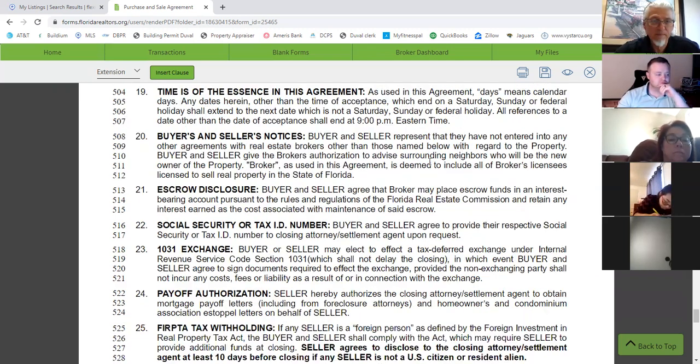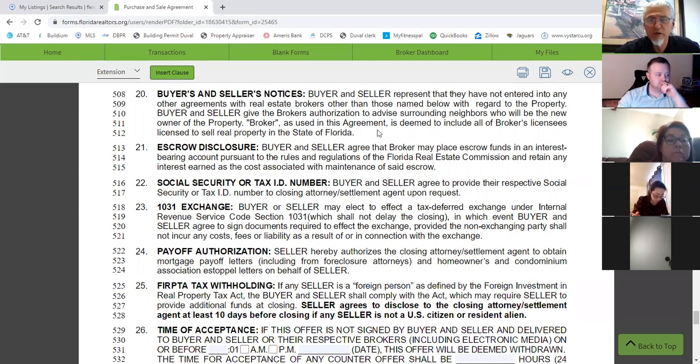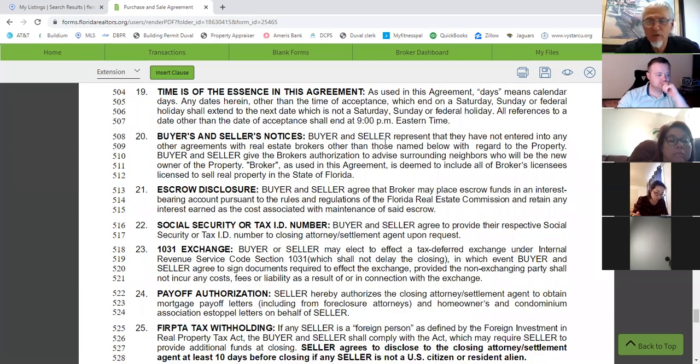For some reason. Buyer and seller notices. They're representing they have not entered into other agreements with real estate brokers and others. This is to prevent a seller from being on the hook for a commission or having to pay 2 commissions or whatever.